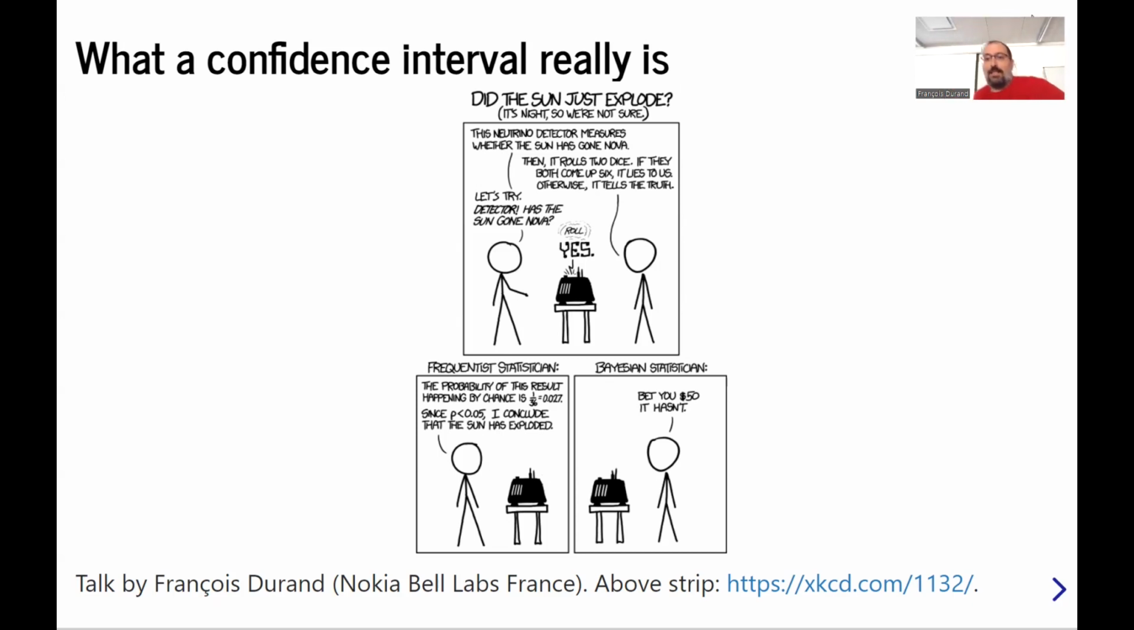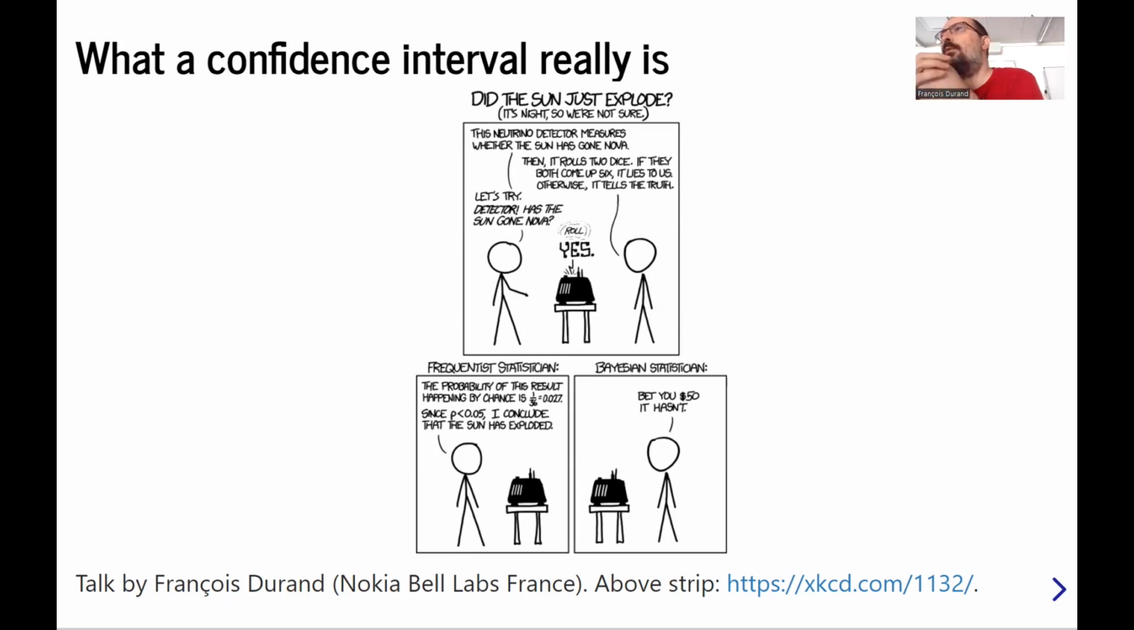So they try the detector. The detector says, yes, the sun has exploded. And that's where their approaches differ. The frequentist statistician says, okay, if the sun is still here, what is the probability to have this surprising answer, which is that it has disappeared? The probability is 1/36.